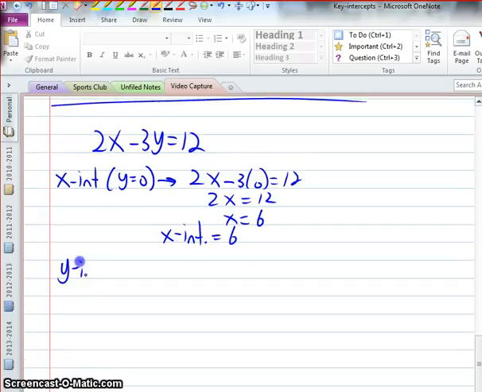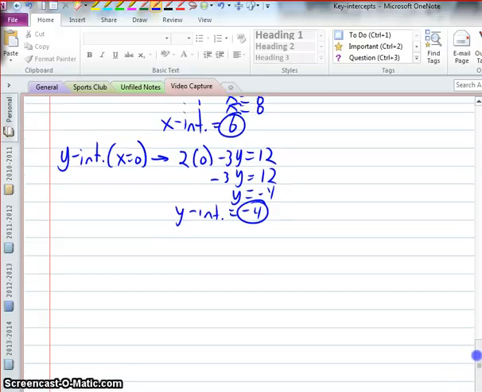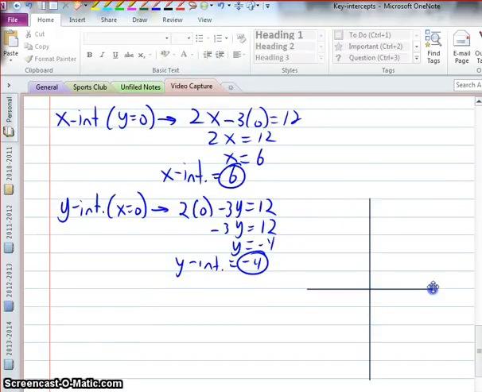And then if we want to find the y-intercept, we let x equal 0. So now we have -3y equals 12, so y equals -4. The y-intercept equals -4. Well, if I know these two numbers, I know 2 points on a graph, don't I? And if I know 2 points on a graph, I'm graphing the line. So y-intercept of -4, x-intercept of +6, graph those 2 points, and graph the line. And that's all there is to it.